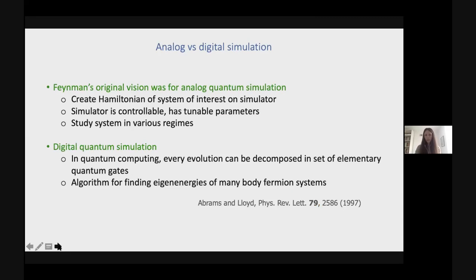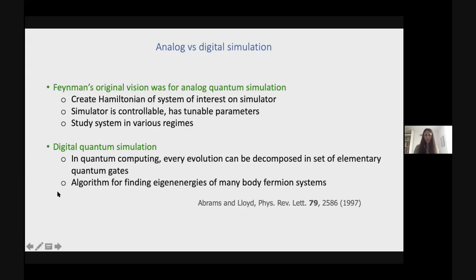Since this is the first talk in this session, I'll give a little bit of an introduction. I'll be concentrating on digital quantum simulation, which is different from Feynman's original vision, which was more focused on analog simulation, where you recreate the Hamiltonian of a system you're interested in on a controllable emulator with tunable parameters, and then you can study various physical phenomena.